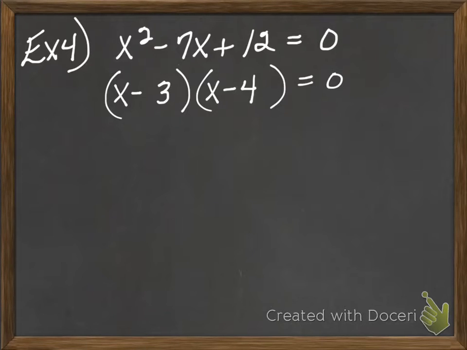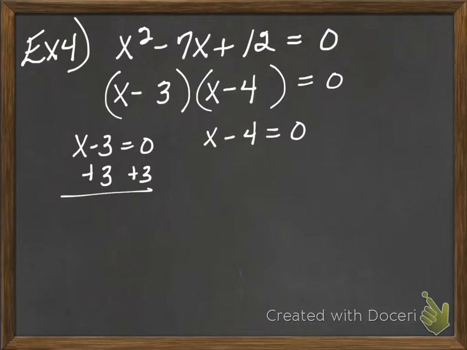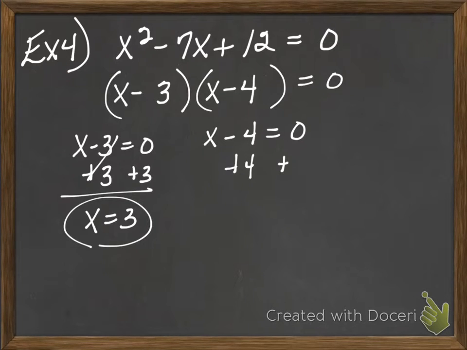So we have x minus 3 times x minus 4 equals 0. That means that x minus 3 could be equal to 0, and it also means that x minus 4 could be equal to 0. Anything that multiplies to be 0 could be equal to 0 itself. So that's going to give me positive 3 and positive 4.